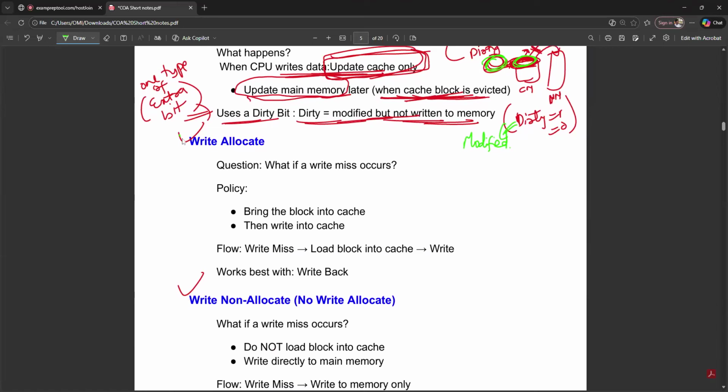Now another one is write allocate. What is write allocate? The question is, what if a write miss occurs? Like if the CPU writes, but it is a miss, right?